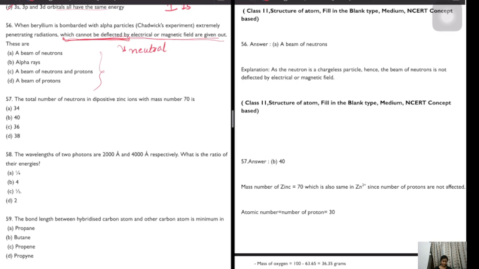So what would be the answer? Obviously, it would be a beam of neutrons, because these have a positive charge, and this also.